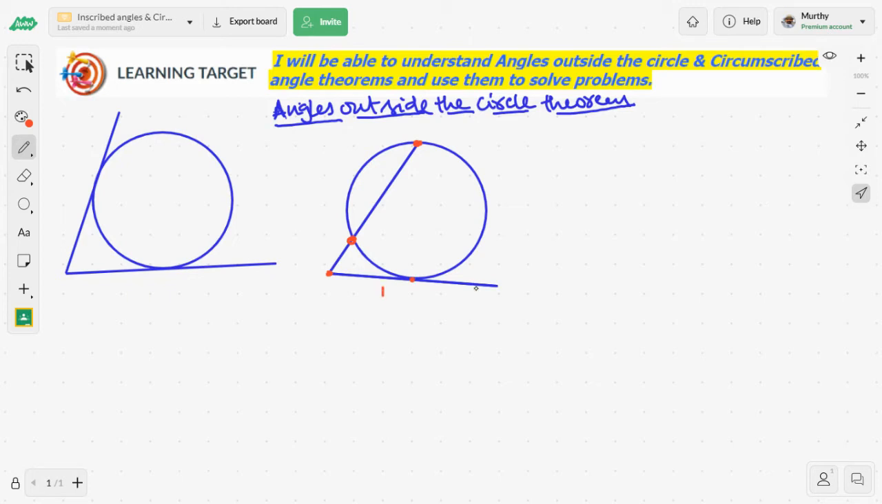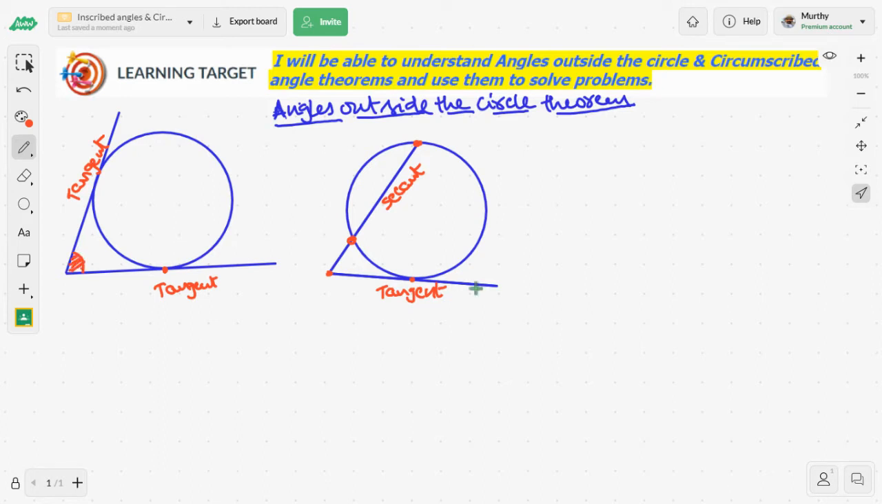Secant. Again, I am repeating. If a line touches the circle at one point, we call this a tangent. And if it intersects the circle at 2 points, we call this a secant. So I'm going to discuss three cases. One is a tangent, and this is another tangent. These two are forming an angle outside the circle.